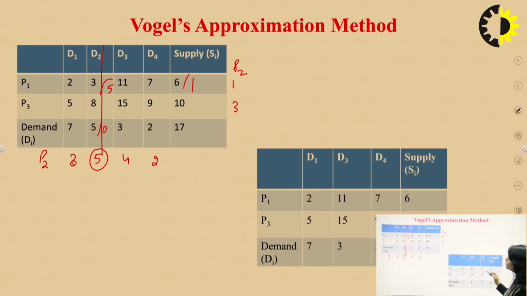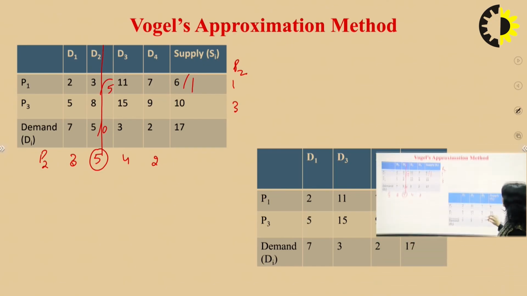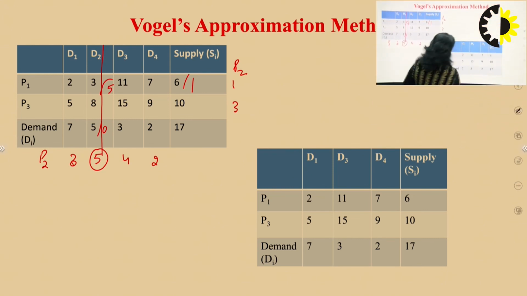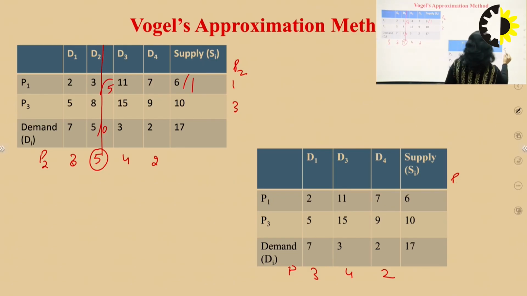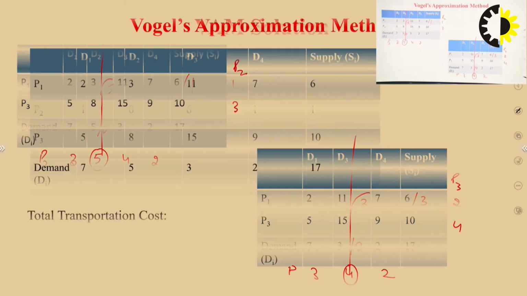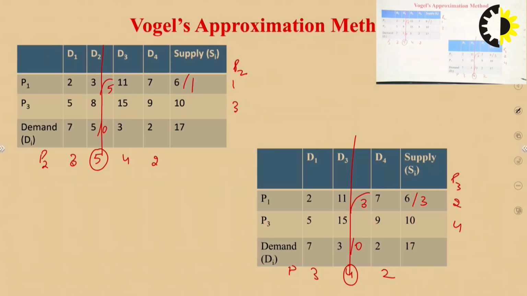Now we will again have D1, D3 and D4 only. Now we will find out the penalties. So it is 3, it is 4, it is 2, and here P3 is 2 and it is 4. Now we will take one of them, for example this one. We can assign here 3, it will become 3 and it will become 0. So we will cancel out this one. Clear? So in this way we can do it.